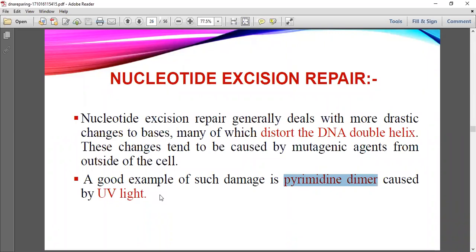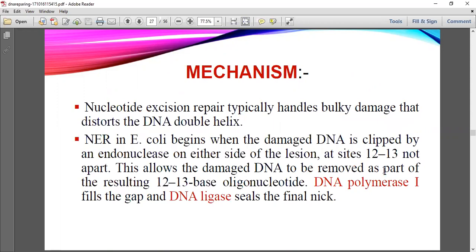That happens inside the cell due to UV light. UV light is one of the well-known mutagens. What happens in nucleotide excision repair? It removes a part of generally 12 to 13 base pairs, an oligonucleotide. So that's the basic difference between base excision and nucleotide excision. Then DNA polymerase 1 fills the gap, and DNA ligase seals the final nick.